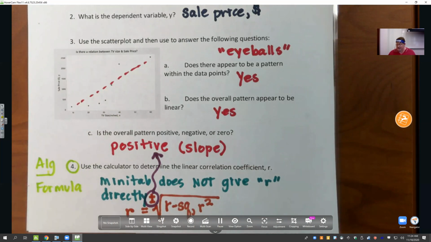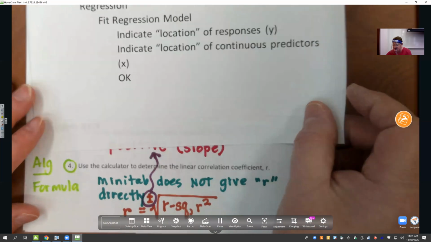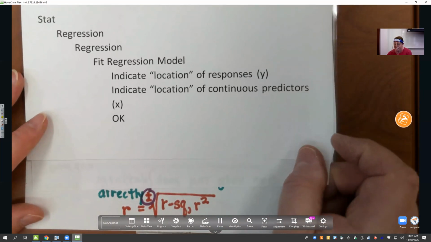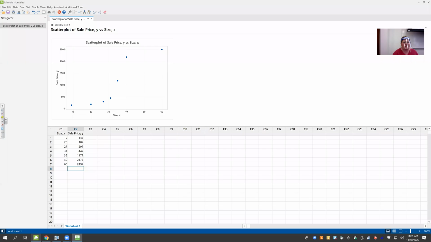So let's look at how we get this R. Now, when we do this in Minitab, it's going to give you lots and lots of information. Okay, here's kind of the steps that we do. And it's going to give us all of the information we need to finish the problem. But this is where we have to begin to get R. Okay, so I'm going back out to Minitab. We've already entered our data.